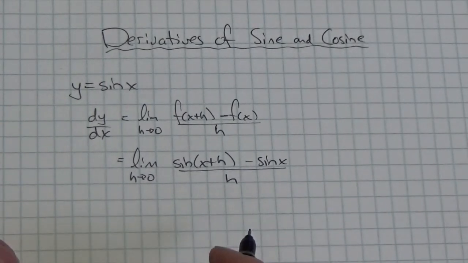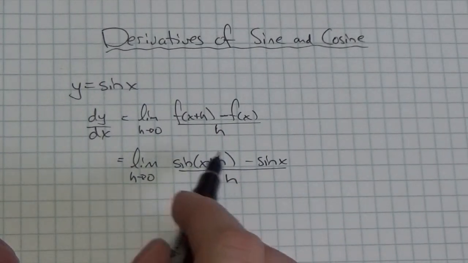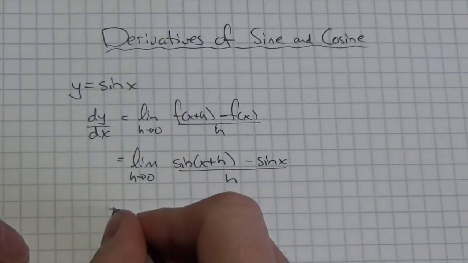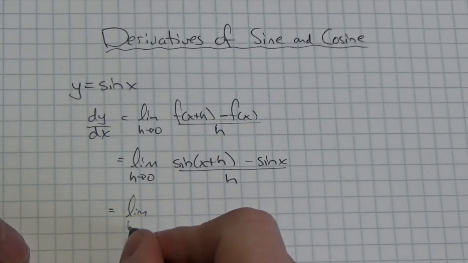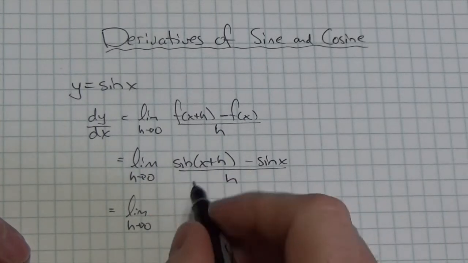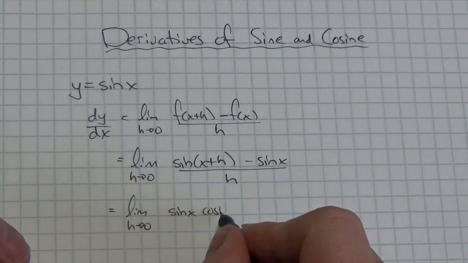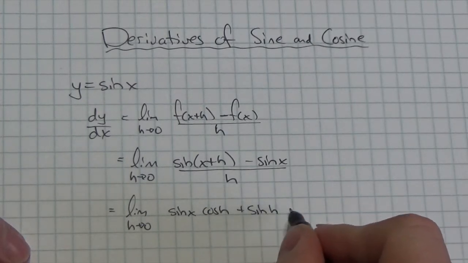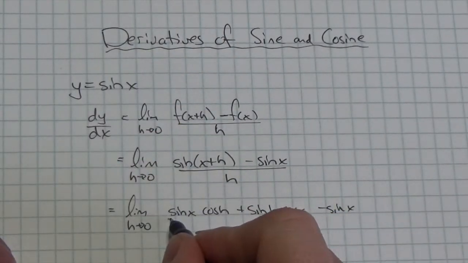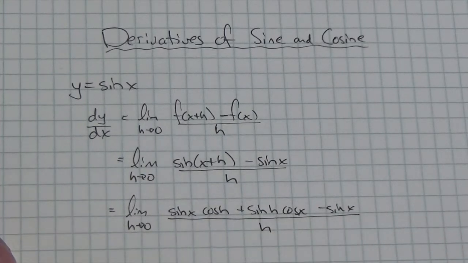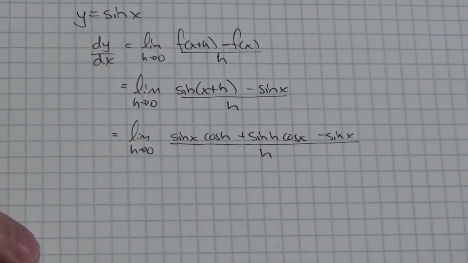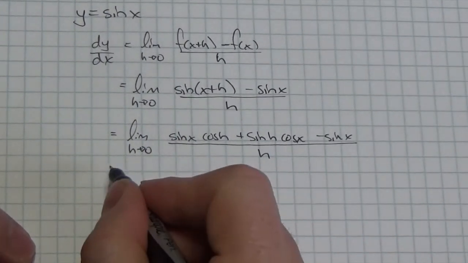Now what do I do here? Well, I've got this x plus h in the sine, and if you've done work with identities in the past, you should recognize that it can be expanded by the sum and difference identity. So I can rewrite the sine of x plus h as the sine of x cosine of h plus the sine of h cosine of x, minus the sine of x, and that's still all over h. I really haven't done anything here. I just applied an identity to rewrite that sine of x plus h. No big deal.